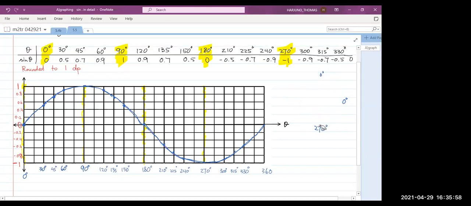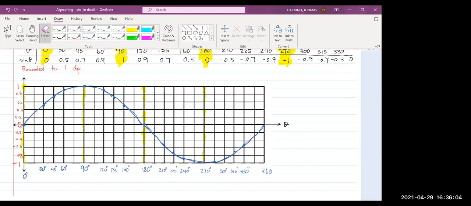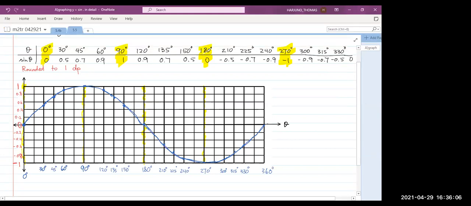Now you will see if you continue to, let's say, 390 degrees and on, the graph just repeats the same pattern to the right, and it will repeat the same pattern to the left. Okay, now that's the graph of sine. This is y equals sine theta.